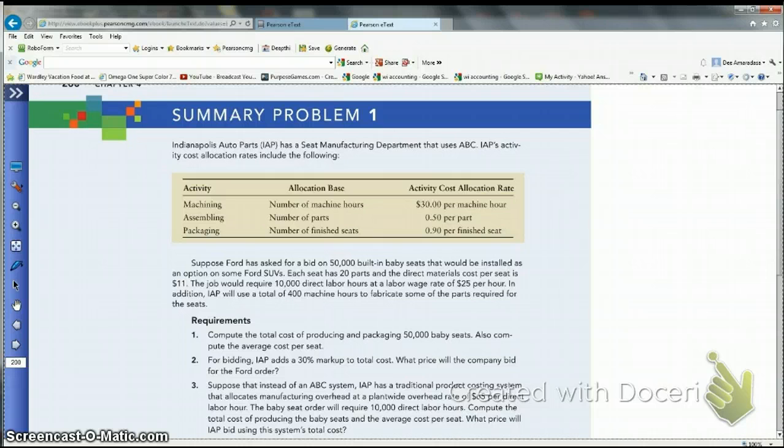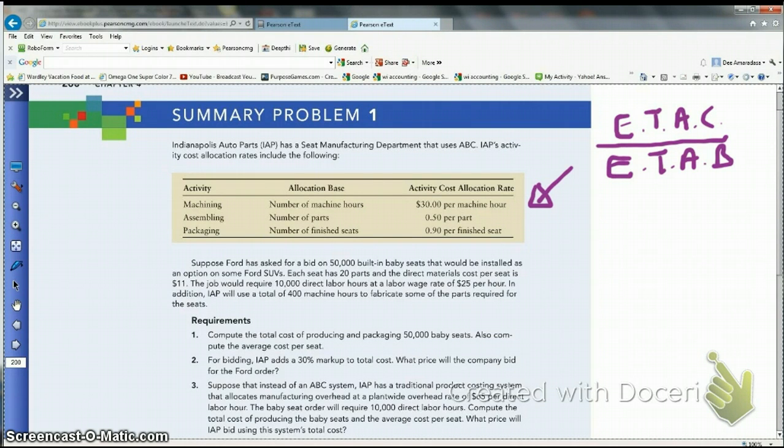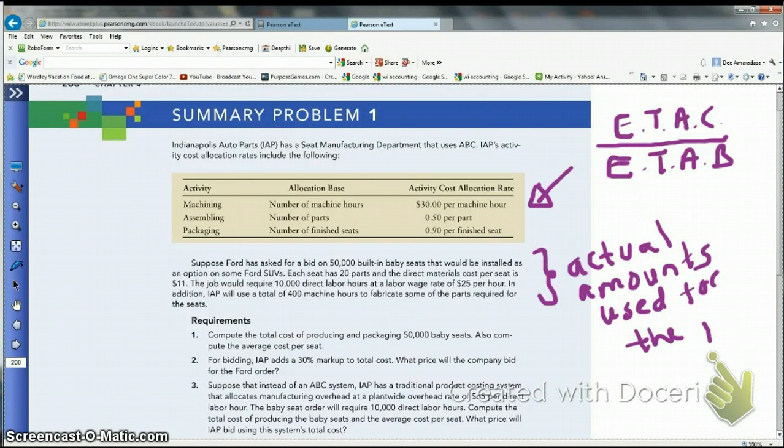When you're reading the question, you would have noticed that in that brown box, they've already calculated the activity cost allocation rates for you. They would have calculated them using the formula: estimated total activity cost divided by estimated total allocation base. The next paragraph is where they've given you the actual amounts of resources used by the job. So you're going to use those to calculate your total job cost, including how much overhead to allocate.